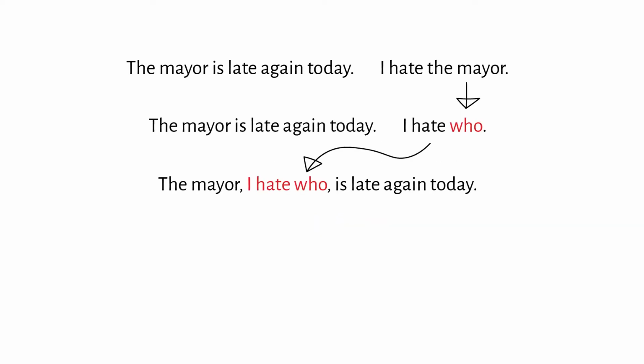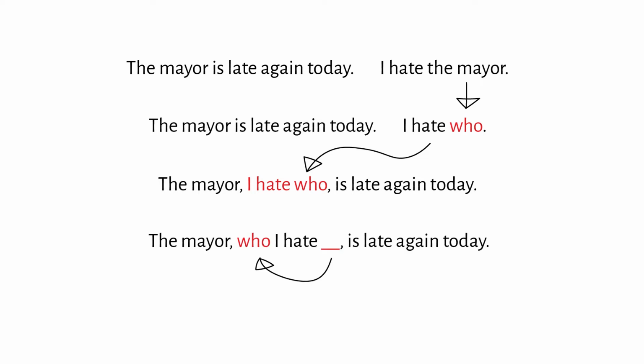You can also see this in the second example sentence from earlier, but in this sentence we have a problem, as the second example has "the mayor, I hate who, is late again today." This just doesn't sound right, as in English we tend to front our relative pronoun, resulting in the more natural "the mayor who I hate is late again today." However, by fronting the relative pronoun, we end up creating a gap within the relative clause. This gap ends up telling us the role of the antecedent within the relative clause itself.